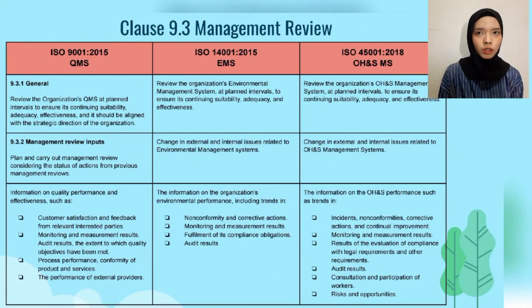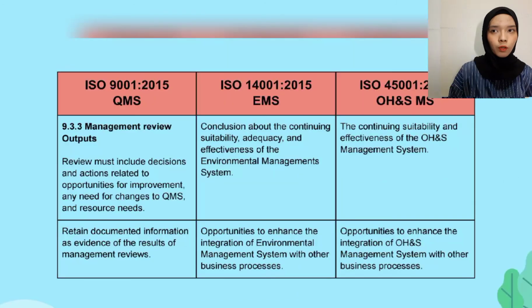Clause 9.3, which is management review. For ISO 9001, in general, review the organization's QMS at planned intervals to ensure its continuing suitability, adequacy, effectiveness, and that it is aligned with the strategic direction of the organization. And for management review input, for ISO 9001, plan and carry out management review considering the status of actions from previous management reviews. Next, changes in external and internal issues related to the environmental management system. And lastly, changes in external and internal issues related to the OH&S management system.